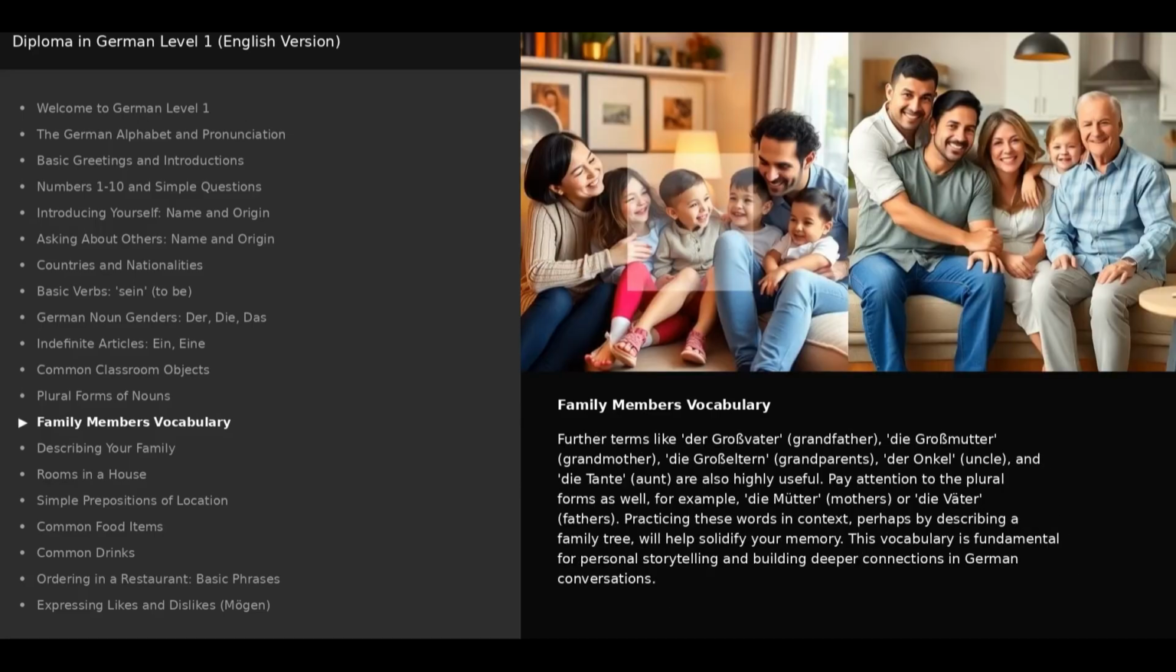Further terms like der Großvater, grandfather, die Großmutter, grandmother, die Großeltern, grandparents, der Onkel, uncle, and die Tante, aunt, are also highly useful. Pay attention to the plural forms as well. For example, die Mütter, mothers, or die Väter, fathers. Practicing these words in context, perhaps by describing a family tree, will help solidify your memory. This vocabulary is fundamental for personal storytelling and building deeper connections in German conversations.